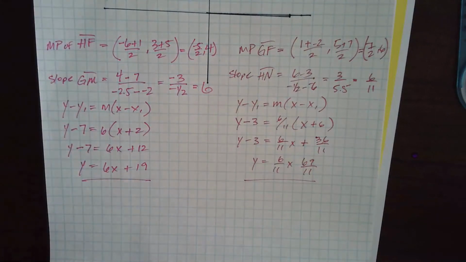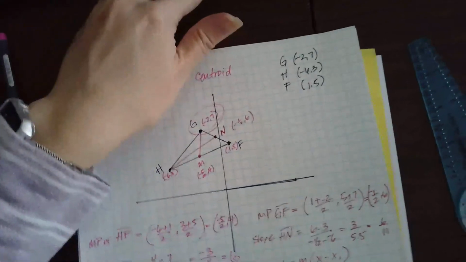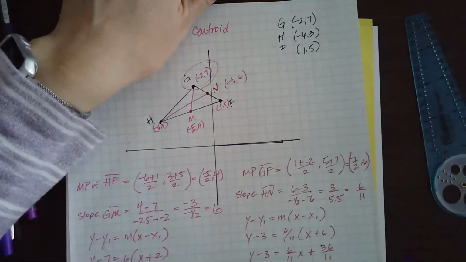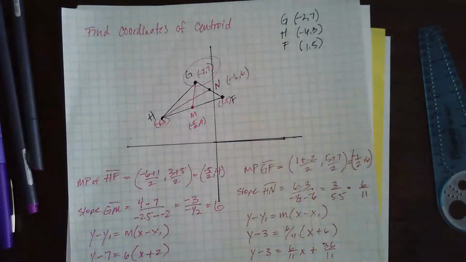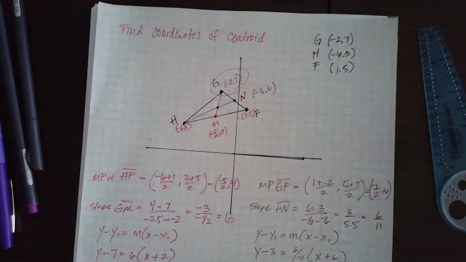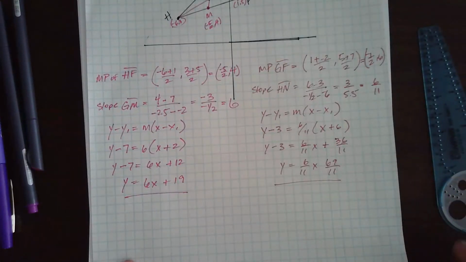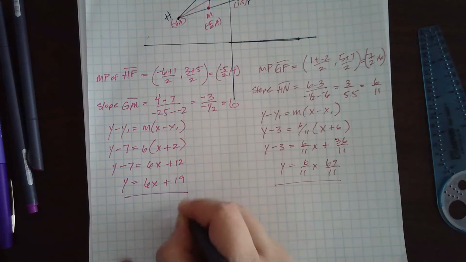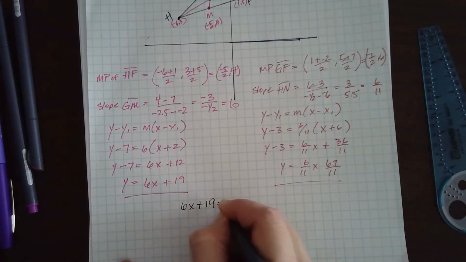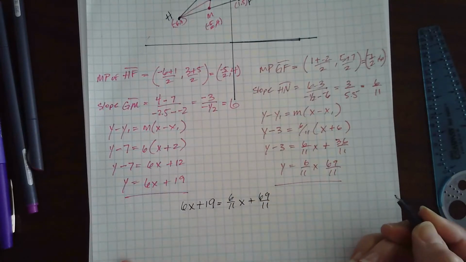Now, if I wanted to figure out the coordinates of the centroid, I'm basically going to go back to my graph, sorry about that, and find the point where they intersect. In order to do that, I'm going to solve the system. I'm going to take those two equations, set them equal to each other, and solve for x, and then solve for y. So 6x plus 19 is going to equal 6 over 11x plus 69 over 11.